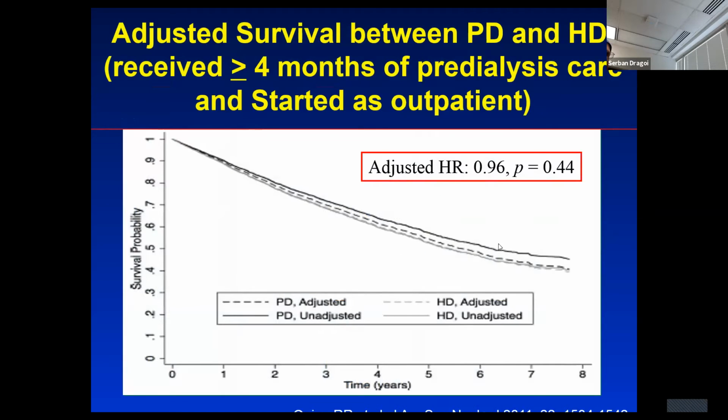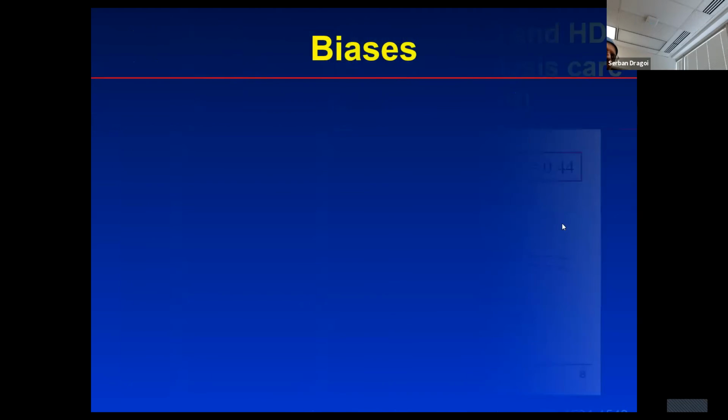Here is the Kaplan-Meier survival probability. The curves do not separate. It's for the adjusted peritoneal dialysis and HD curves. They fail to reach statistical significance at 8 years. So a pretty good study, although not an RCT.